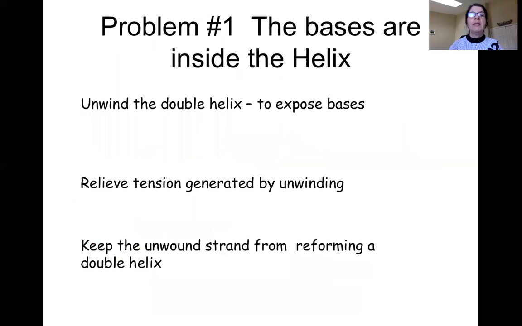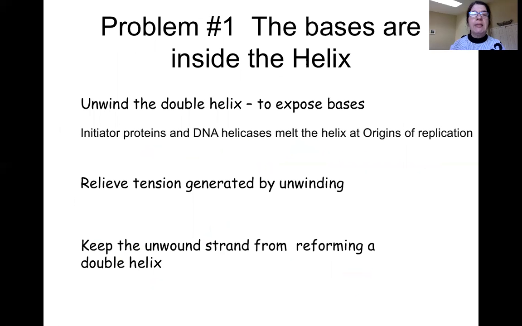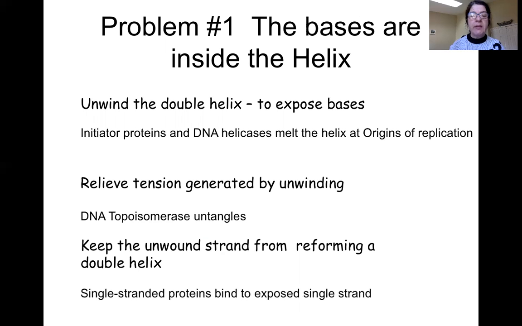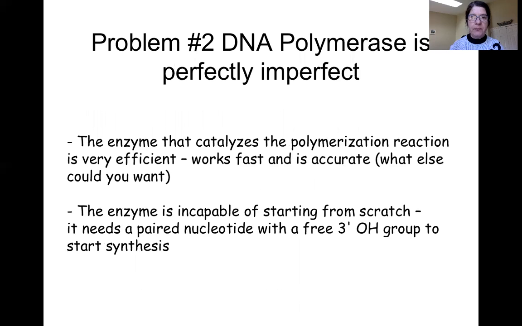Okay, so in summary, how did we solve problem number 1? Well, initiator proteins and DNA helicases will melt the helix at origins of replication. DNA topoisomerase untangles, it relieves the tension. And single-stranded binding proteins will bind to the exposed single strand and keep it from reforming a double helix.